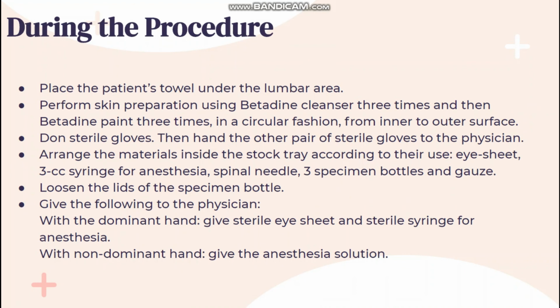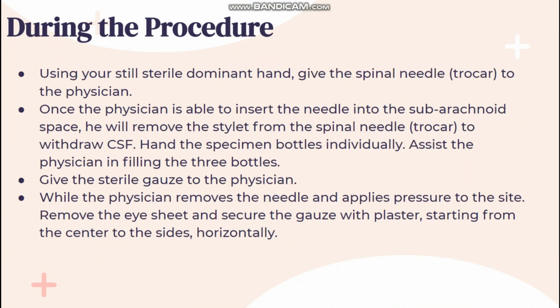And then loosen the lids of the specimen bottle and give the following to the physician. So with the dominant hand, give the sterile eye sheet and sterile syringe for anesthesia. And with the non-dominant hand, give the anesthesia solution. This hand is now unsterile, so place it on your back after serving the anesthesia. Using your sterile dominant hand, give the spinal needle to the physician.